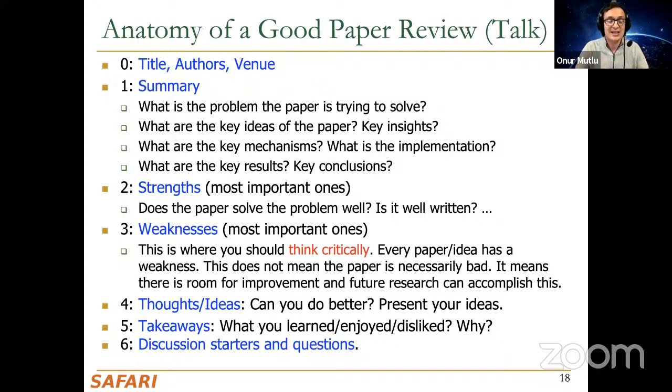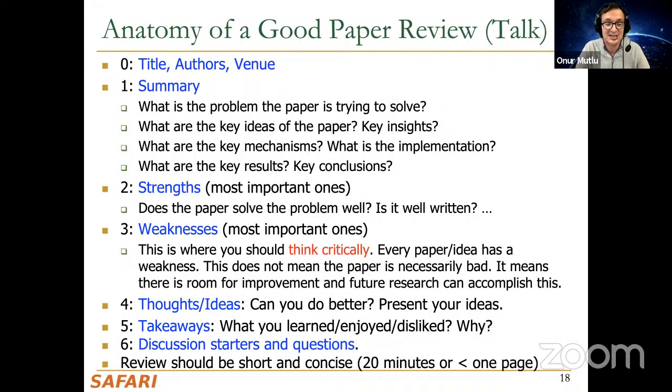And then you provide some discussion starters and questions so that people who are following your talk can discuss new ideas. And this is going to be important. As a presenter, you're also a discussion leader. So we are going to expect discussion leaders to actually start the discussions and ignite the discussions. Okay, and this review should be short and concise. Let's say 20 minutes or less than 1 page if you're reviewing papers. If you're taking computer architecture, you know that you've done these reviews in a similar manner.